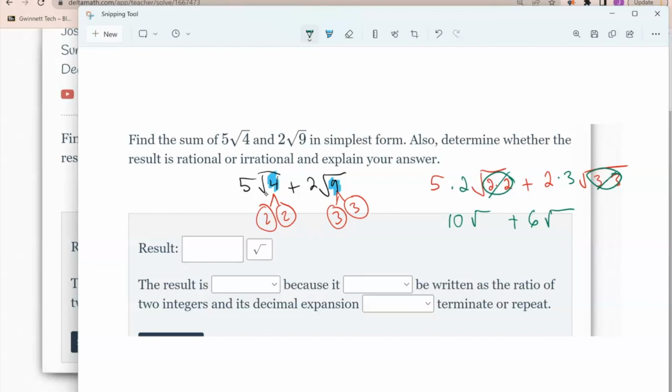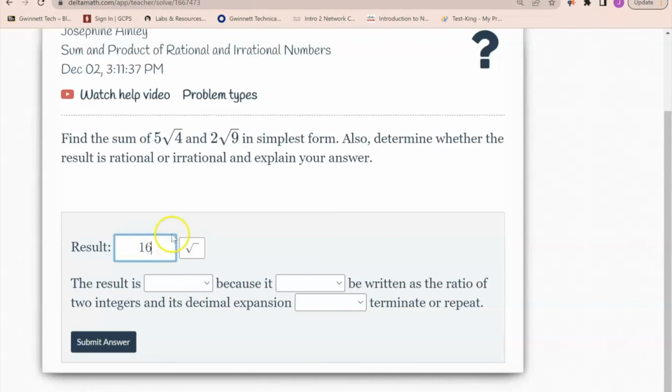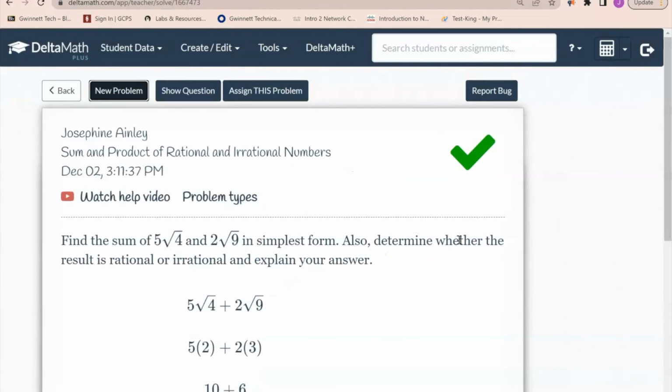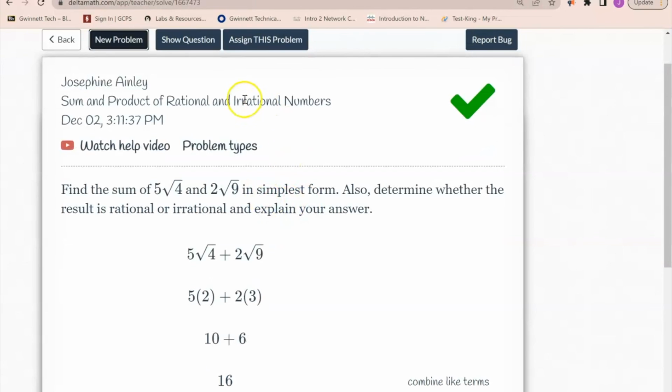So you can just ignore the radicals because they're actually not there anymore. So you have 10 plus 6, which is 16. So this is 16. Yes, this is rational because it can be written as a ratio of 2 integers, and its decimal expansion does terminate because it's 16.0. So again, the 3 things that have to be true about rational or irrational numbers: they can be written as a fraction of integers, the decimal terminates, or the decimal repeats. If it doesn't do one of those things, then it's irrational.